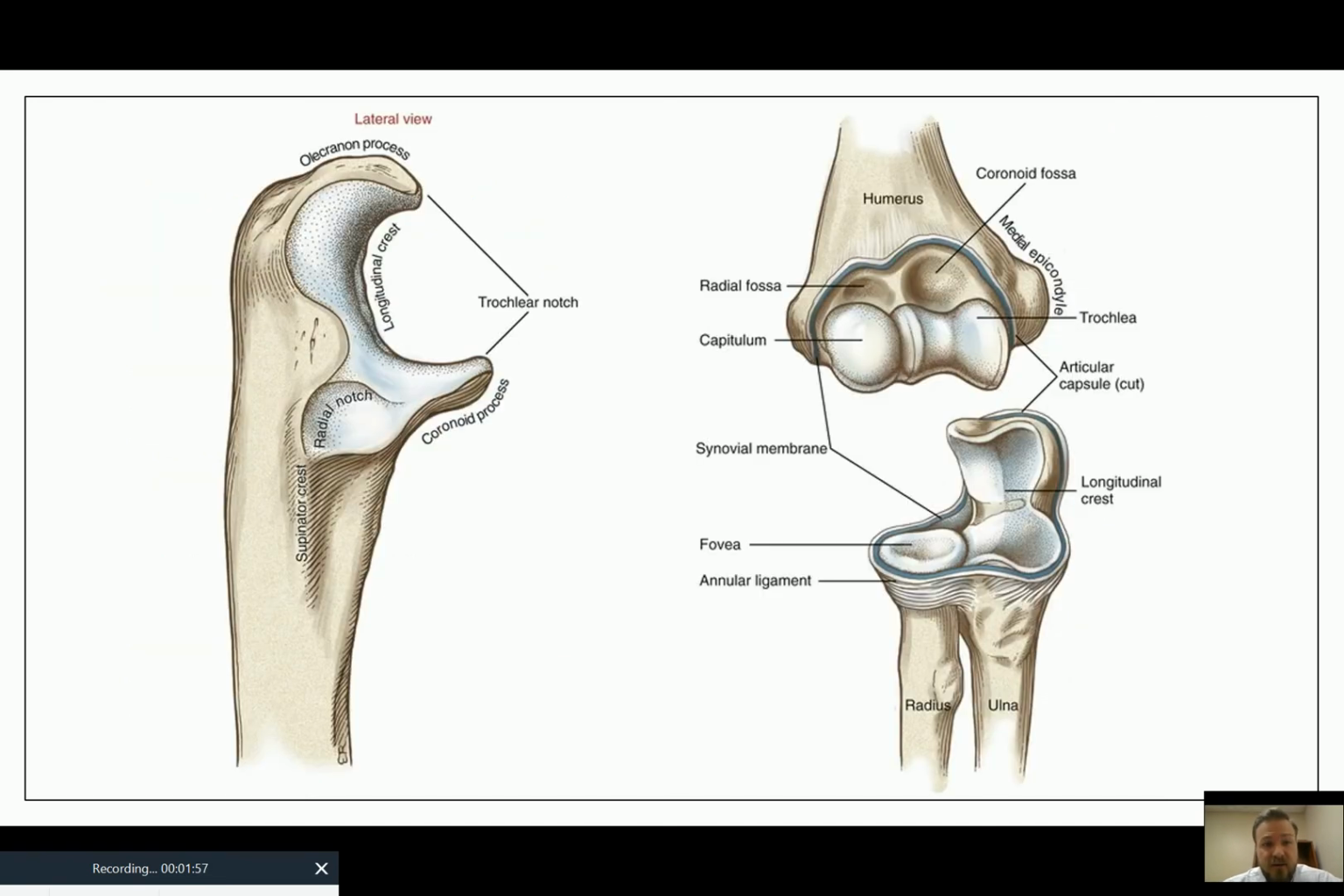Here we have different bony anatomical structures. This again should all be review for you. I want you to pause it here and review some of the bony anatomy.